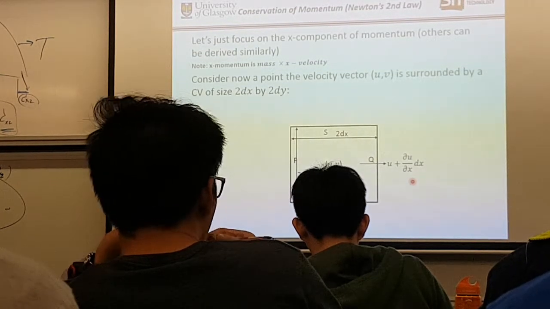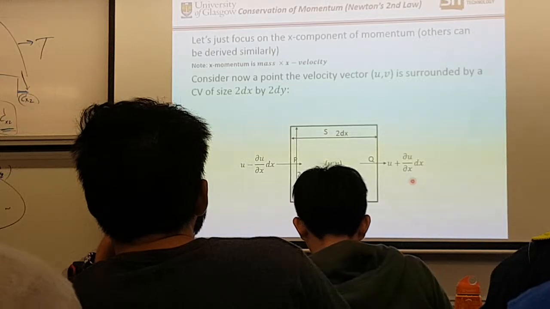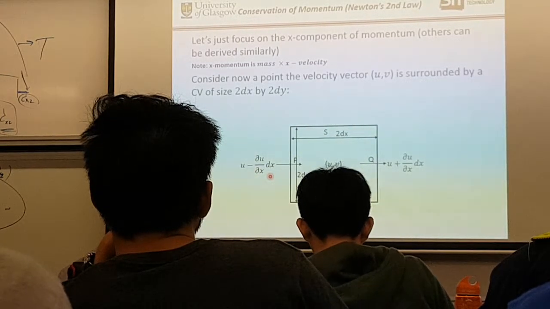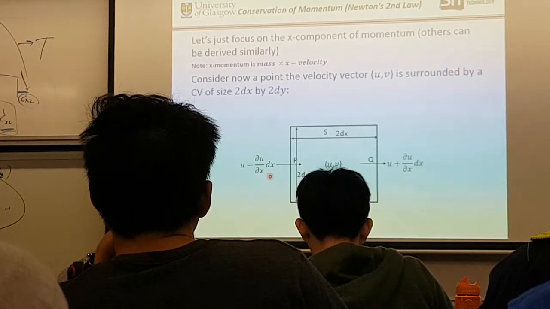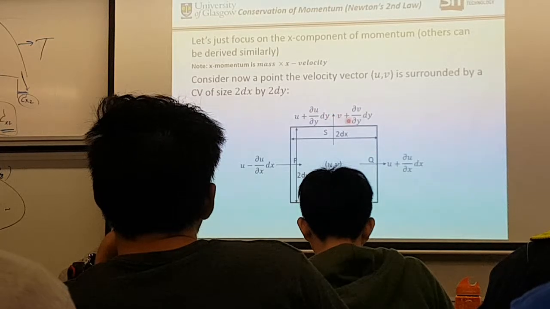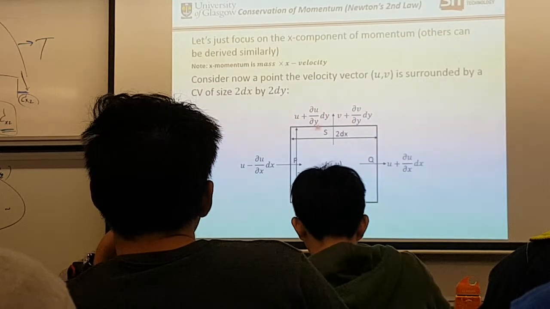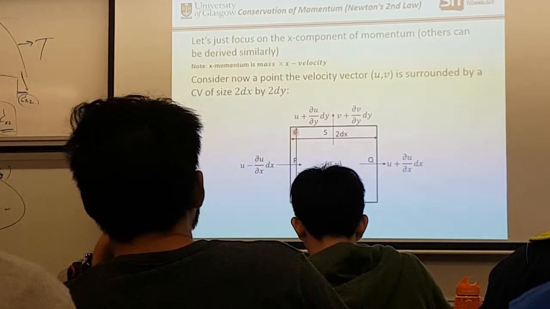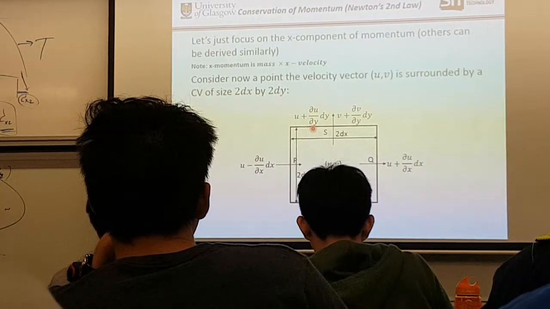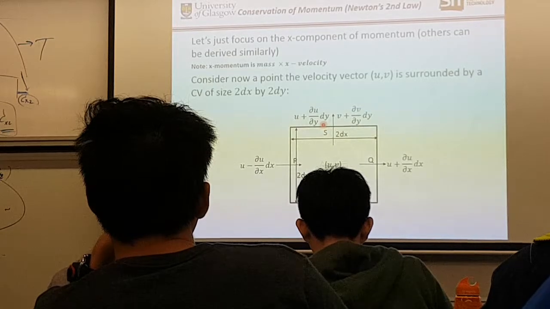Now I do the same thing for the P surface: it will be u minus du/dx times dx. If I do the top, why do I have 2 terms here? This is more important to me because this is what I'm looking for, the x component. So u plus how u changes with respect to y, multiplied by the change in the y distance, and for the bottom it will be negative.